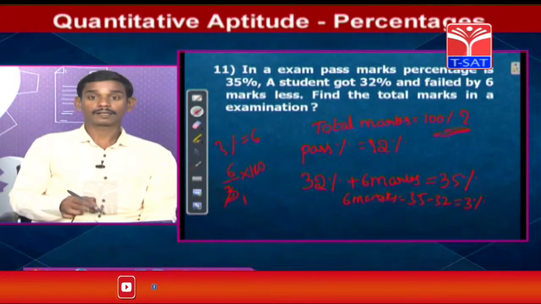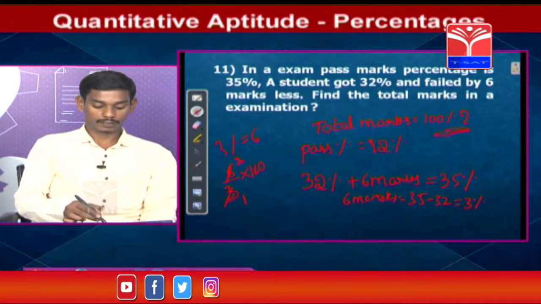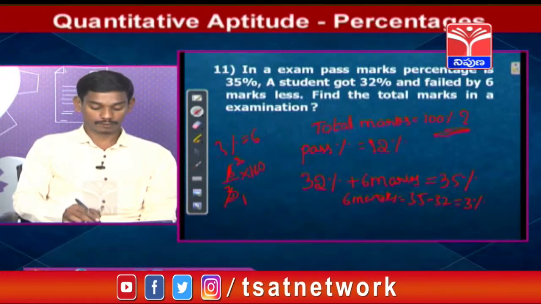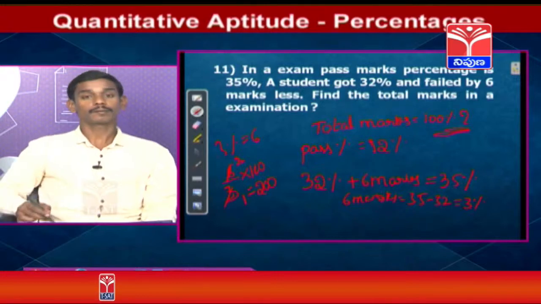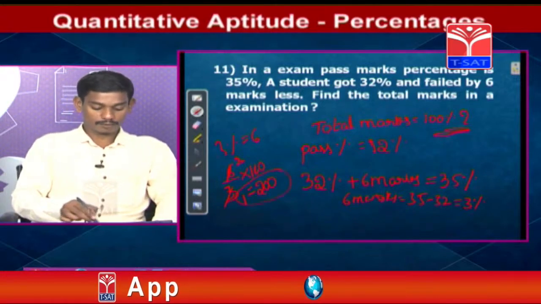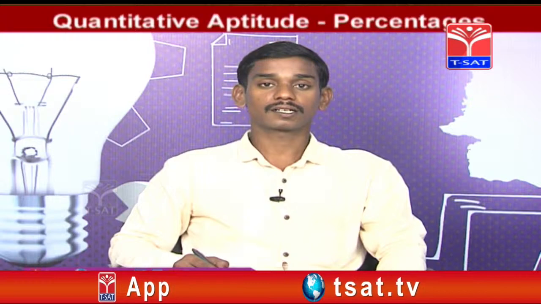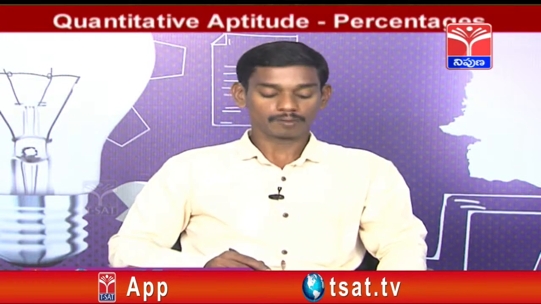So 3 1 ja, 3 2 ja. So 2 into 100, 200 marks. So this is our answer. So total marks in that examination is 200 marks.